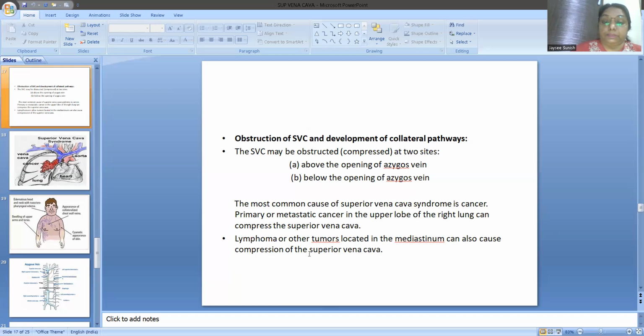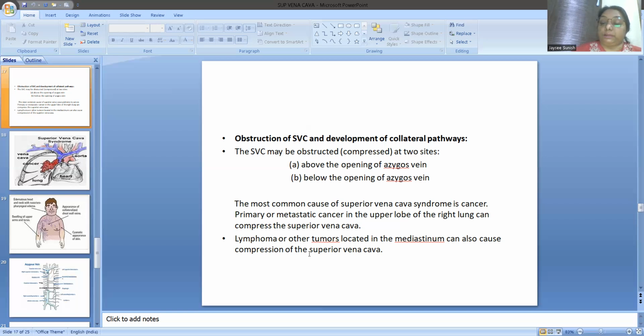The superior vena cava can be obstructed at two sites. The first obstruction is above the opening of the azygos vein, and the second is below the opening of the azygos vein. What is a common cause of these obstructions? The first common cause is cancer or malignancy. Primary or metastatic cancer in the upper lobe of the right lung can compress the superior vena cava.